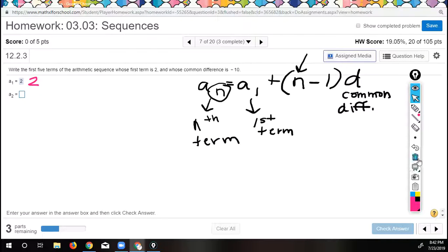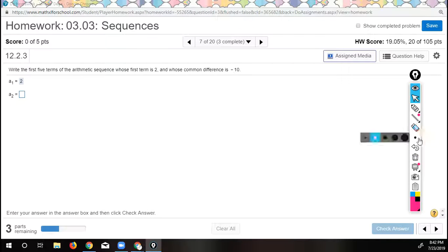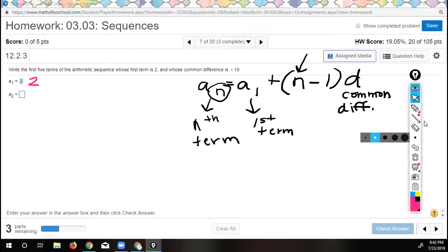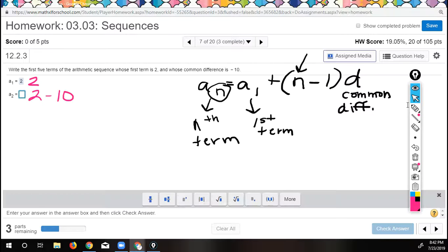So what I'm going to do is I'm going to go, oh no, undo that. Undo. There we go. What I'm going to do is I'm going to go 2 minus 10. That gives me negative 8.